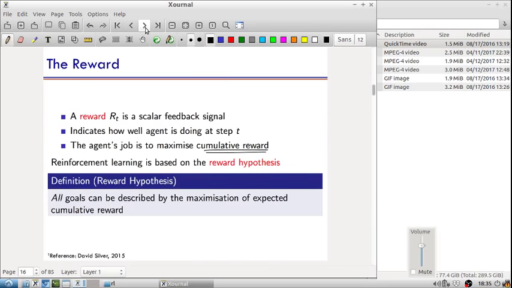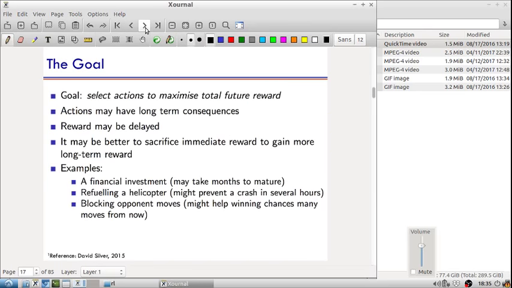So the goal is a sequence of actions to maximize total future reward. Actions are just decisions. And the key point, again, second time I'm repeating this, is actions may have long-term consequences. So are the components clear? There's an agent. There's an environment. Agents can only take actions, and our objective is to take actions to maximize total reward. That's it.